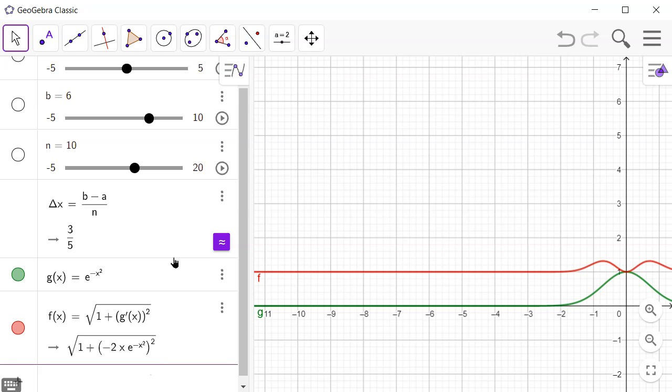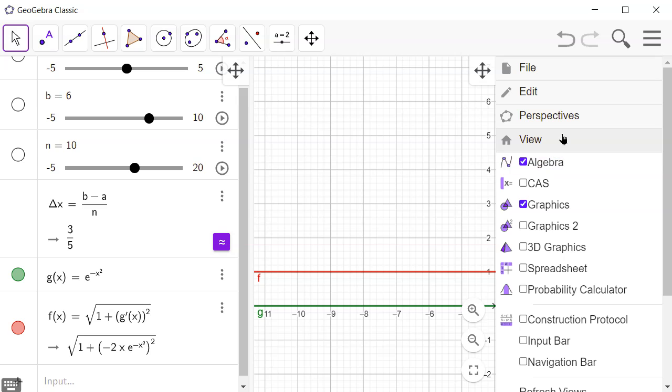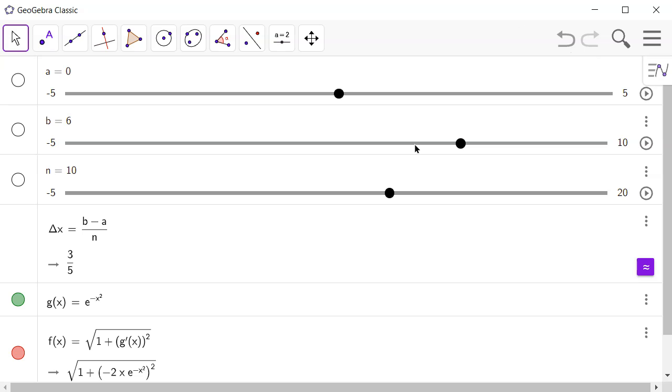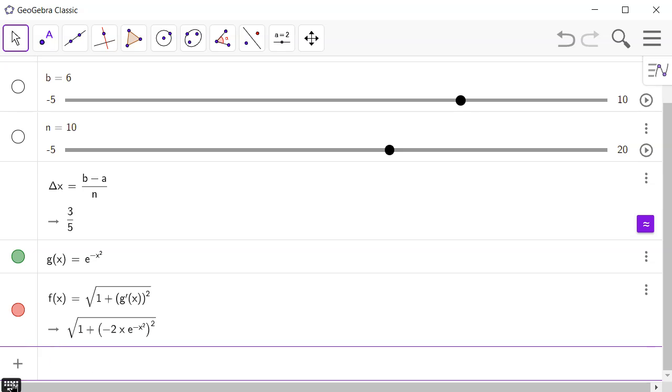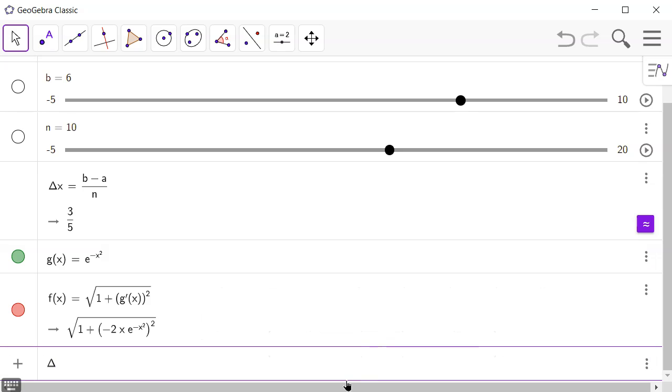Then we can just use Simpson's rule. The integral is from 0 to 6. I'm going to go to view and turn off the graphics so that you can see this a little bit better. Then we're going to do delta x over 3, because that's part of Simpson's rule. The first one is f of 0.